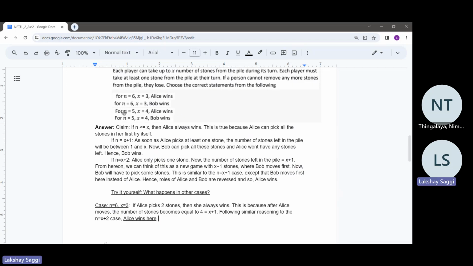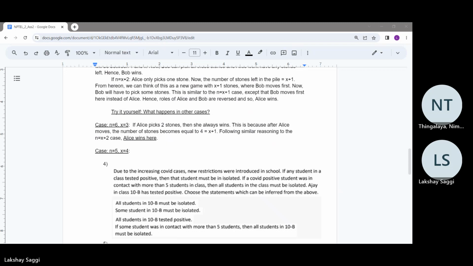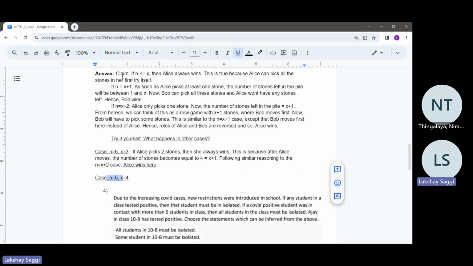And now between option C and option D, another case they are asking is n equals to 5 and x equals to 4. What I'm claiming is we have already discussed this sort of case in our previous discussions. So can you answer, Nimita, who will win here, Alice or Bob? Maybe you can just try if you feel comfortable.